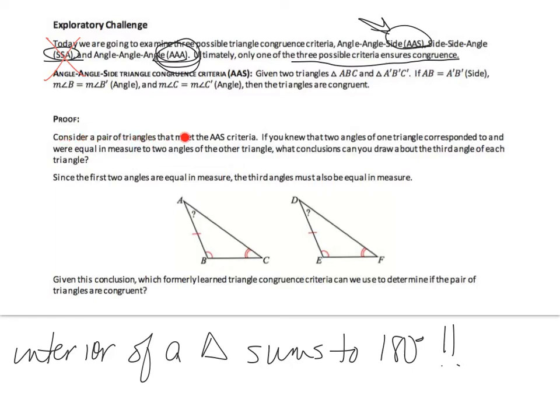Consider a pair of triangles that meet the AAS criteria. If you knew that two angles of one triangle corresponded to and were equal in measure to two angles of the other triangle, what conclusions can you draw about the third angle of each triangle? Since the first two angles are equal in measure, the third angles must also be equal in measure. Given this conclusion, which formally learned triangle congruence criteria can we use to determine if the pair of triangles are congruent? ASA, right?